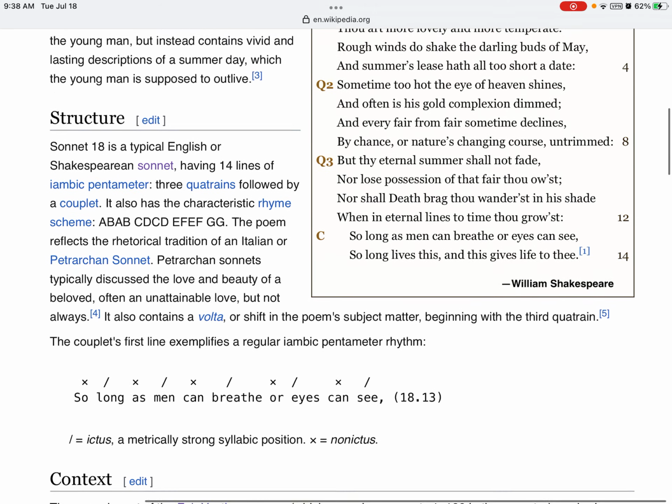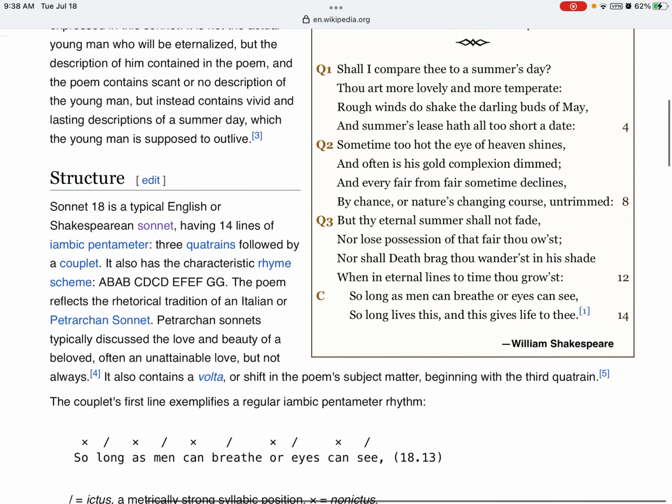Okay, so there's some tricky language in there now, of course, because it is 400 years old.